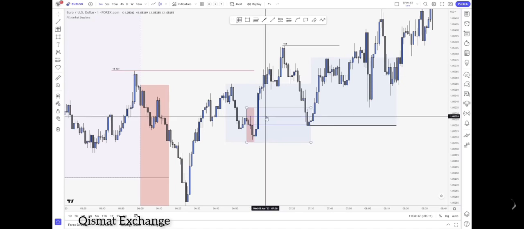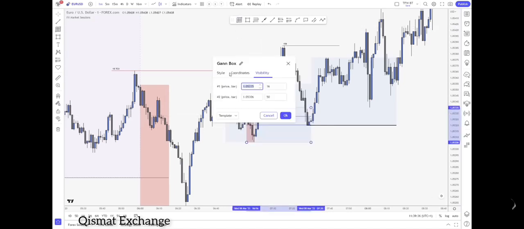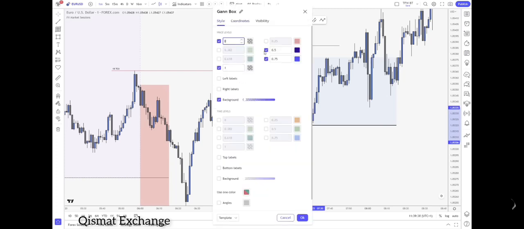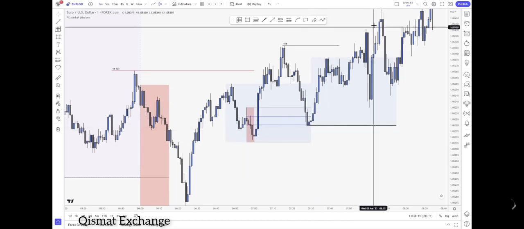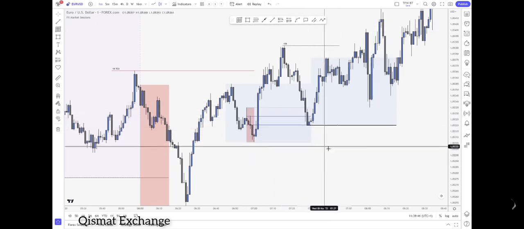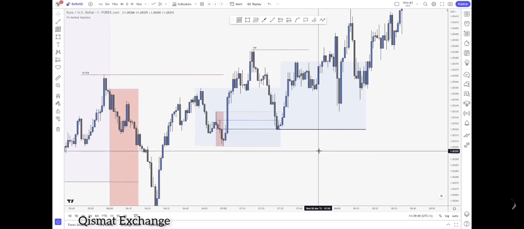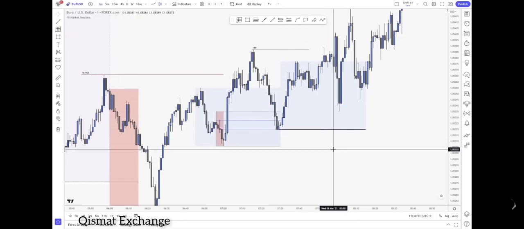Okay, I do this with the Gann tool. All right, so this is the Gann box, and I have it like this: 0, 50, 75, and 1, and almost no background. Right, so there we go, 50%, boom. This is actually an entry model we have. It's called the 1 minute continuation, Fanatic entry model number 3.